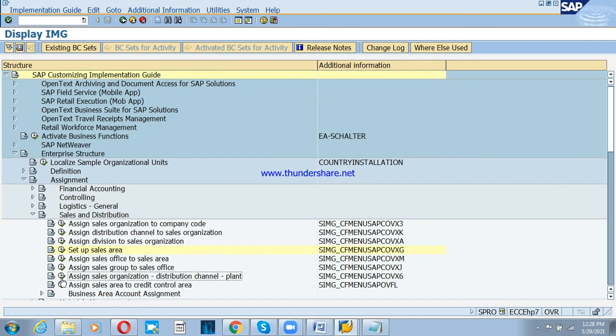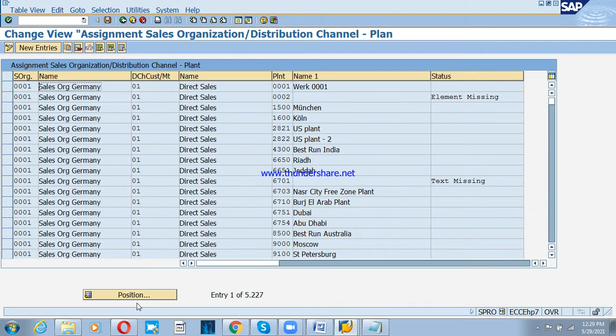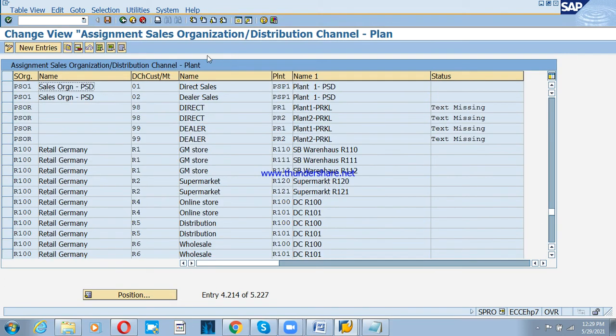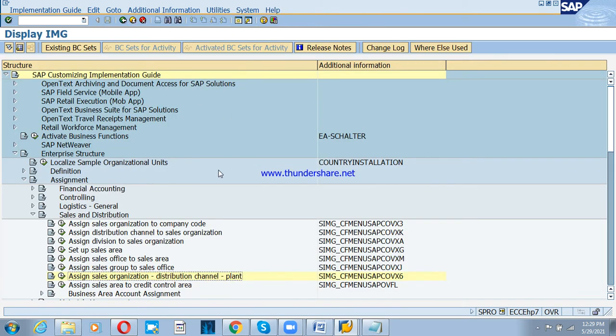Okay, then I'll see assign sales organization, distribution channel and plant. Position PS01. Okay, we are having two distribution channels, one plant, right? That has been assigned to our sales organization. Okay, this assignment of enterprise structure is over, the organization structure is ready.